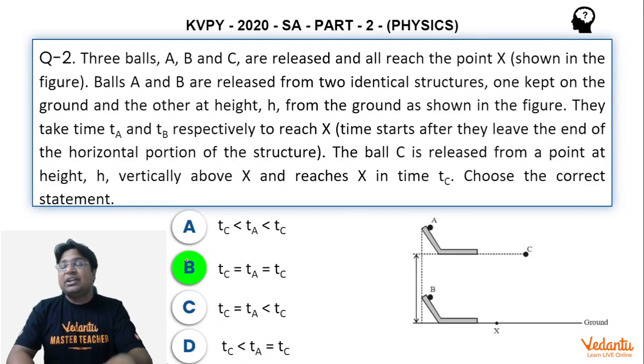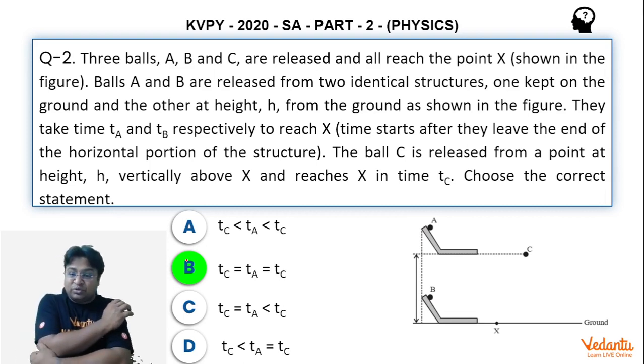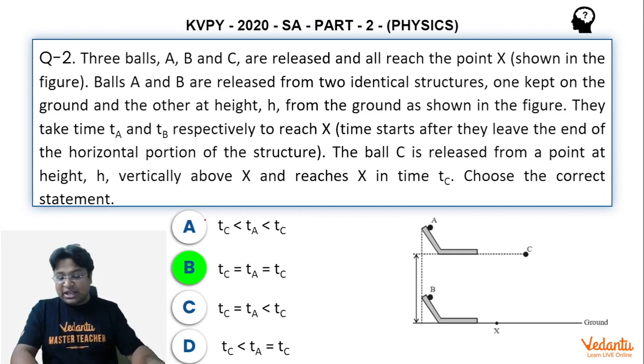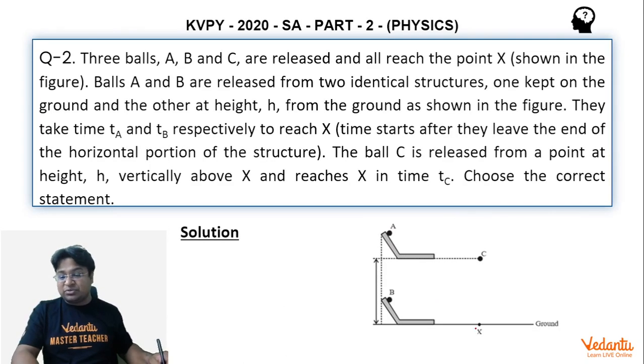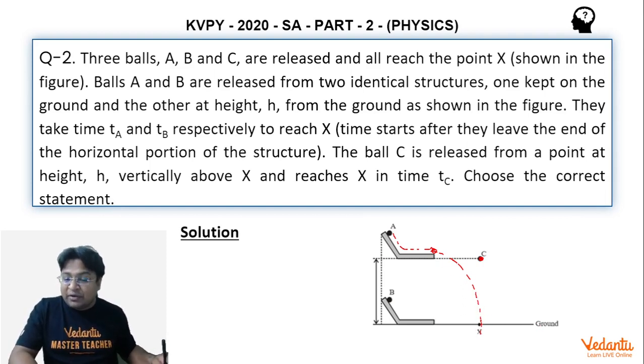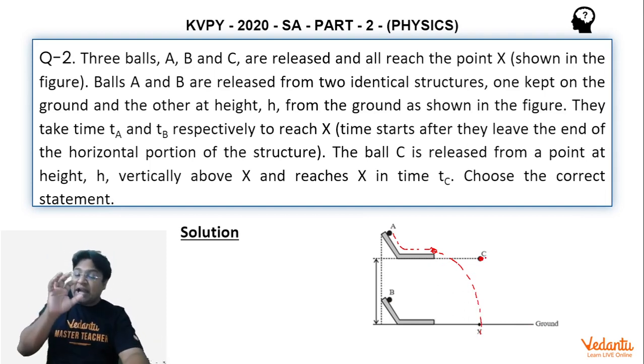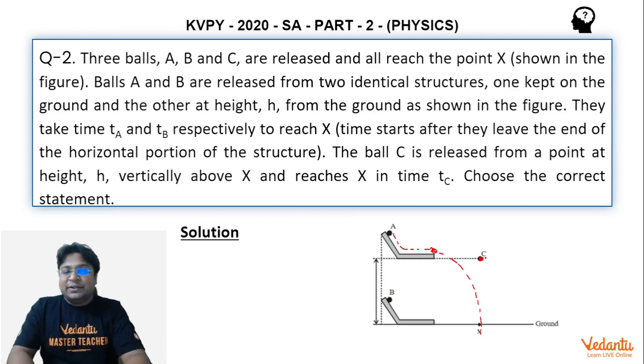Now I said that there could be some queries, and what could those be? The first thing is, is it necessary that the ball should pass through this point X? Well, no, it's not necessary. But let's assume that we have put ball C in such a manner that it is vertically above the point where this ball hits the ground. We are releasing ball C vertically above that point. Though it is not given in the question, we can ensure that. So that is one of the points.